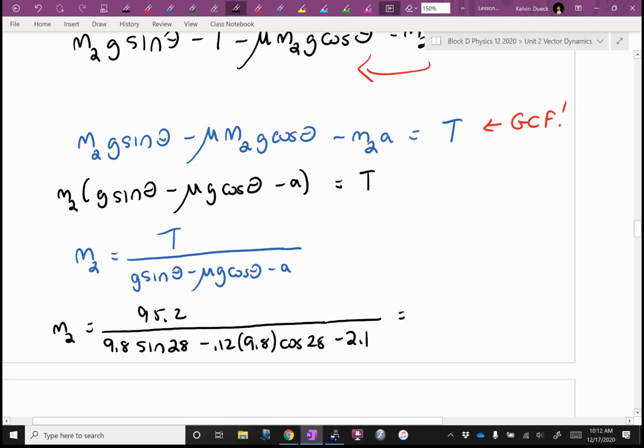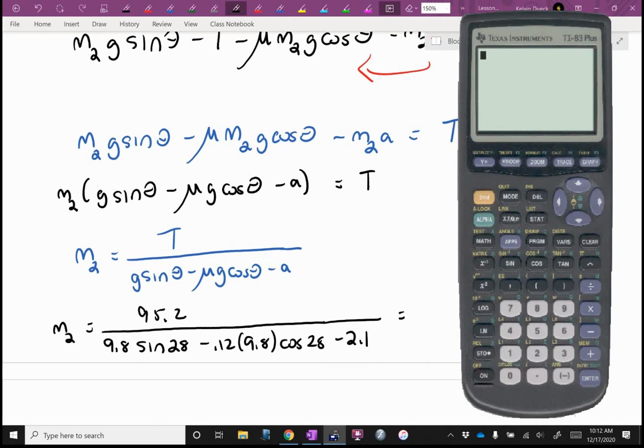How will I know if I made a mistake? If you get a negative mass, because mass can't be negative. That's not antimatter. You made a mistake. 95.2 divided by a bracket, 9.8 times sine 28 minus 0.12 times 9.8 cos 28 minus 2.1. Close off the bottom. Typo. 95.2, not times, divided by, insert bracket. There, that's what you lost. You get 65.1? Yeah. Kilos.